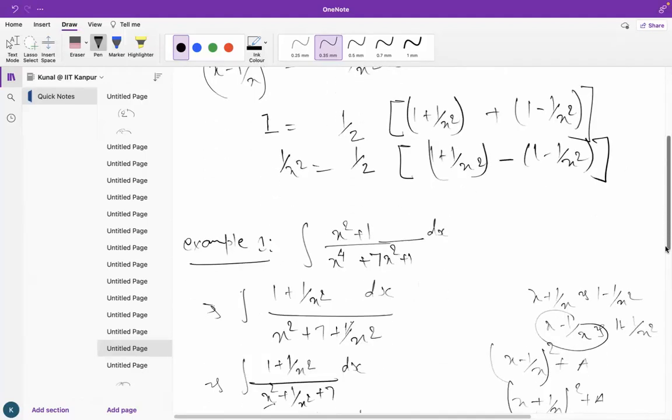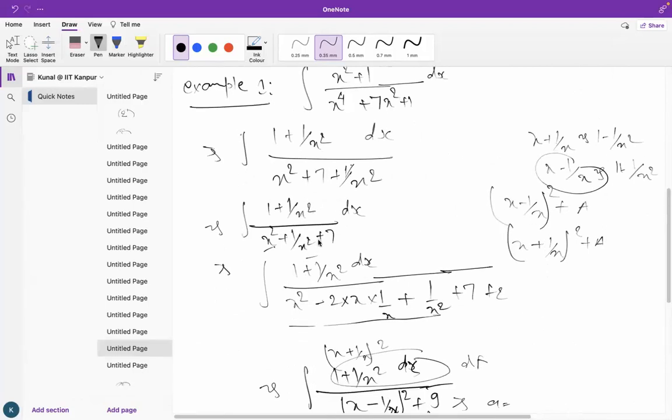So we got a quadratic equation. So if we have 1 plus 1 by x square, and we know that the differentiation of something, which we get, 1 plus 1 by x square, is x minus 1 by x. So we have to create the perfect square of x minus 1 by x in the denominator.